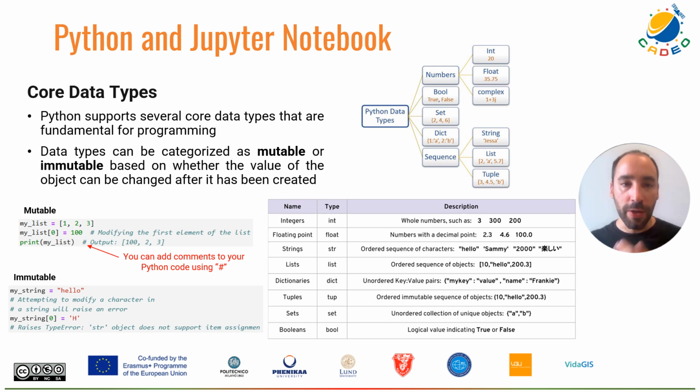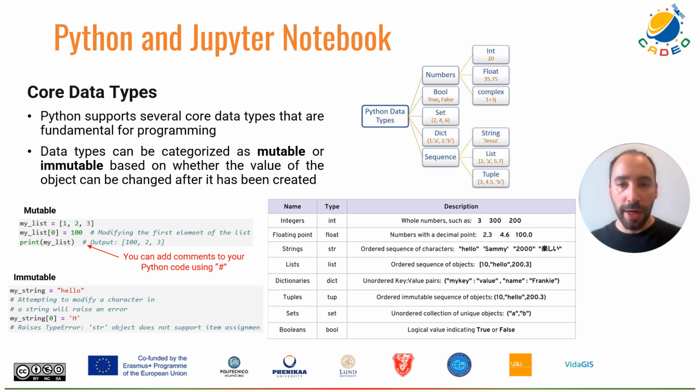Integers, as we might know, represent whole numbers, such as 1, -5, or 100. They are used for counting, indexing, and calculations where only whole numbers are needed. Then we have floating point numbers or float. This represents numbers with a decimal point, like 3.14, -0.5, and so on. They are used for precise calculations and measurements.